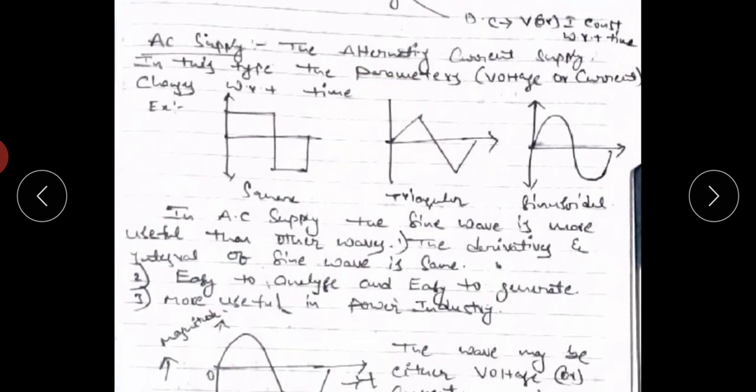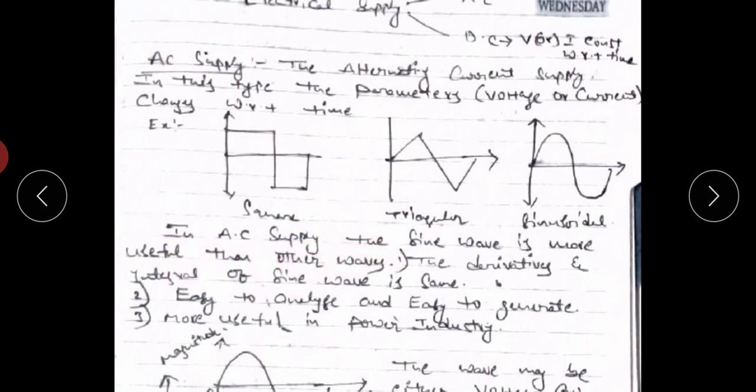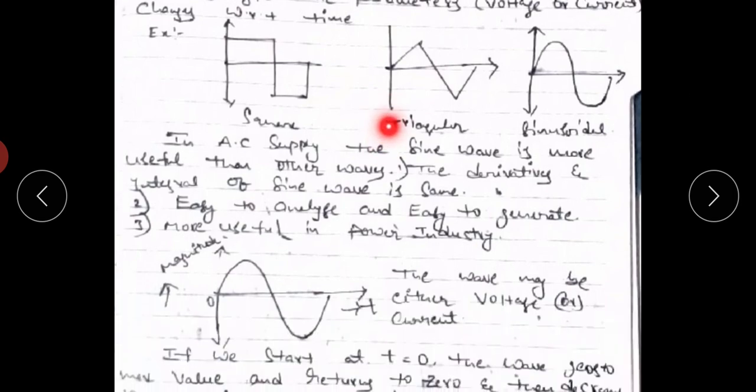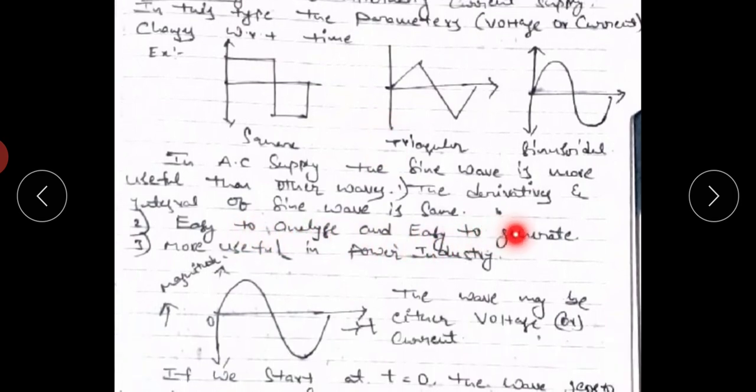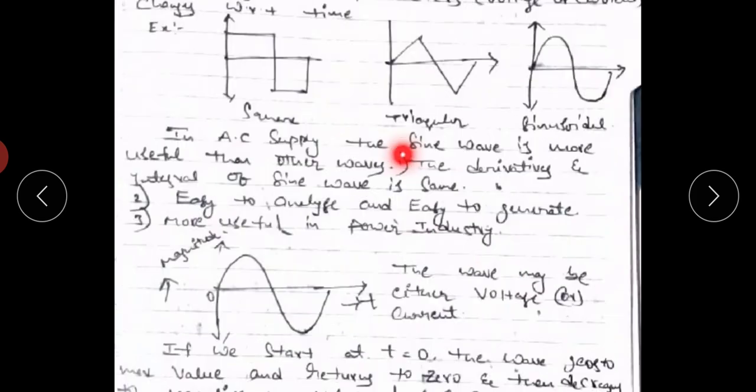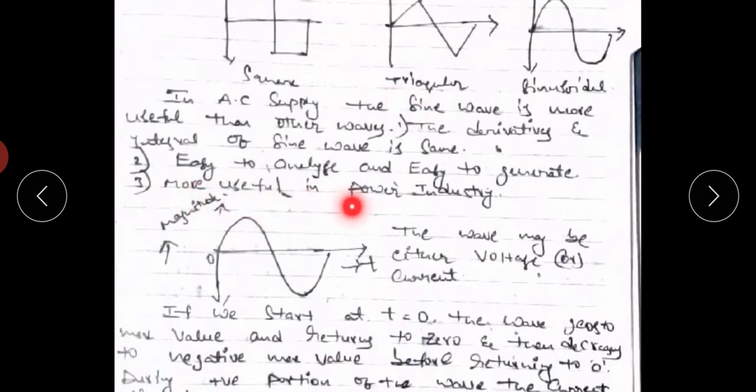In AC supply, the sine wave is more useful than other waveforms. Why? Because the derivative and integral of a sine wave are the same. Second, sinusoidal waveforms are easy to analyze and easy to generate. Next, this is more useful in the power industry. So this is the sinusoidal representation.